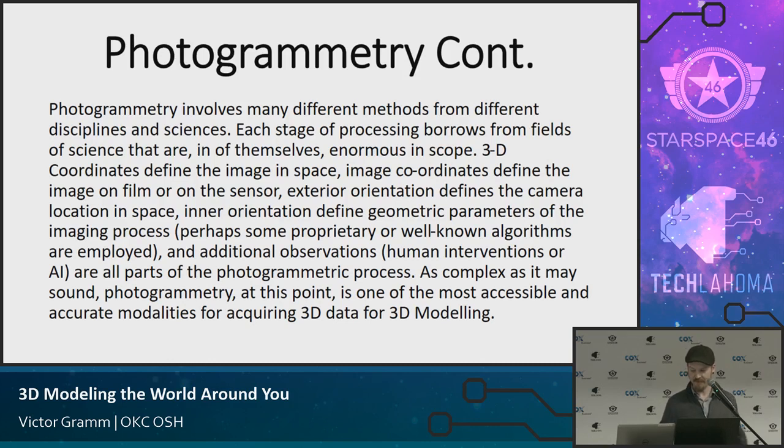There are several major components of the data that photogrammetry is trying to acquire whenever you're using this method: the coordinates that define the image in space, the image coordinates defined on the film or the sensor, the exterior orientation that defines the camera's location in space, and the inner orientation that defines the geometric patterns of the imaging process. Some of this is where the special sauce of proprietary systems lives. Also, the additional observations component is another aspect of the special sauce that somebody might put into the algorithms and programming behind their software.